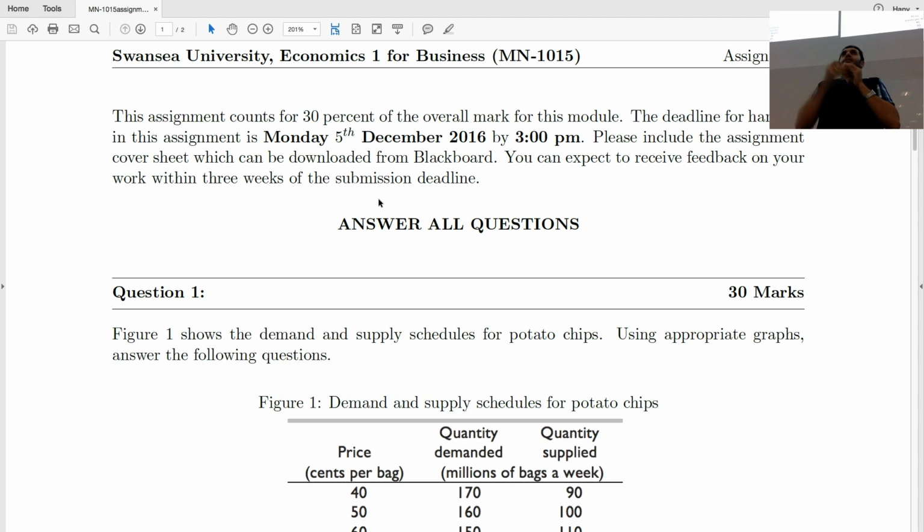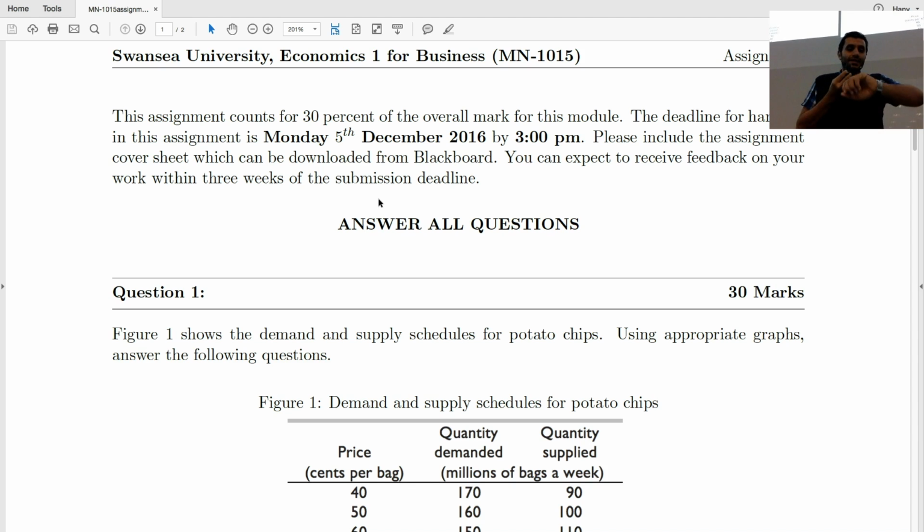So my idea is, don't wait until the last minute to answer the assignment. What we didn't cover is question 3. If you have question 1 and 2 ready, then you don't need much time to answer question 3. And then you will be ready to submit your assignment on time.